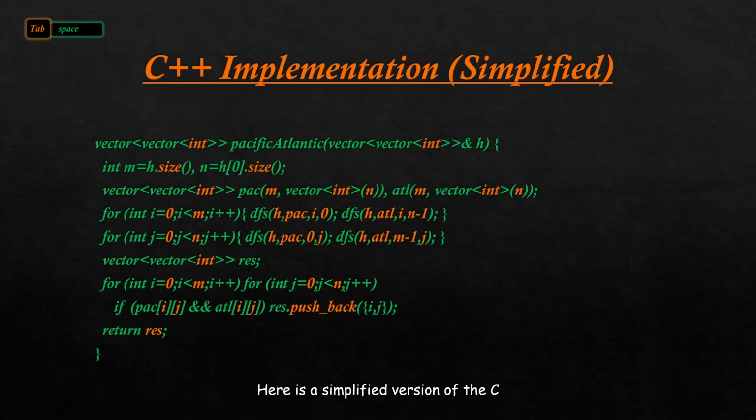Here is a simplified version of the C++ implementation. We first declare two visited matrices, one for Pacific, one for Atlantic. We perform DFS from all border cells adjacent to the Pacific and Atlantic respectively. After filling both matrices, we iterate through all cells. If a cell is marked true in both, it is part of the final result. This systematic exploration ensures full coverage while maintaining efficiency.